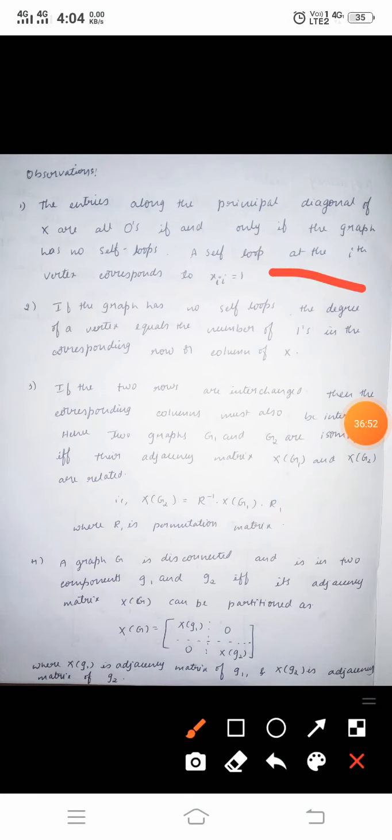A self loop at the ith vertex corresponds to xii equal to 1. If the graph has no self loops, the degree of a vertex equals the number of ones in the corresponding row or column of X. See here, what is the degree of V5? Degree is 2. Now see the row of V5. How many ones are there?